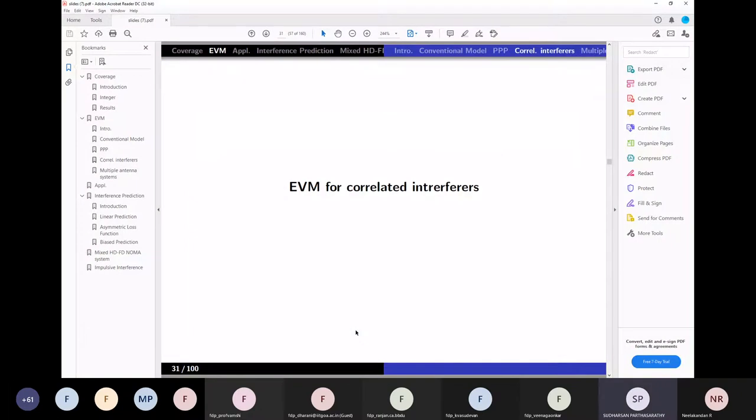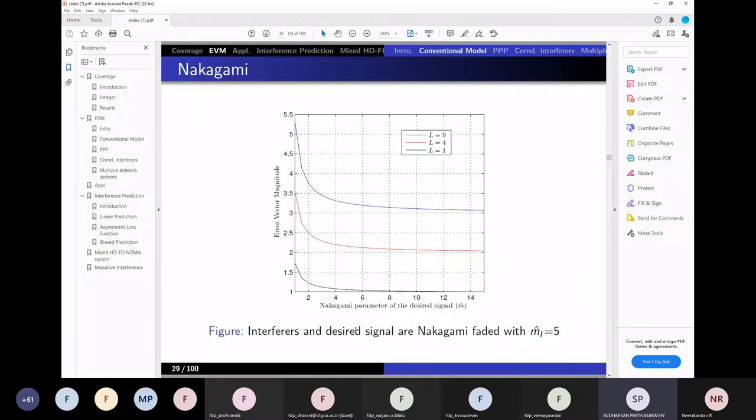So next slide, slide number 29. If you want to see a plot for this, the x-axis is the Nakagami parameter of the desired signal, m hat. The y-axis is EVM. For the interference, we will take mi hat as phi. The Nakagami parameter is phi. So phi itself is quite reasonably large.